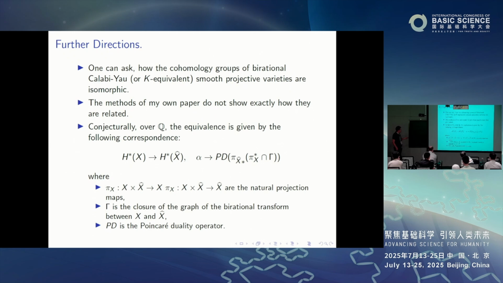So it's a map from cohomology of X to cohomology of X hat, and it sends alpha to, you pull back alpha, intersect with the graph of the birational map, and then push forward and take the Poincare dual.